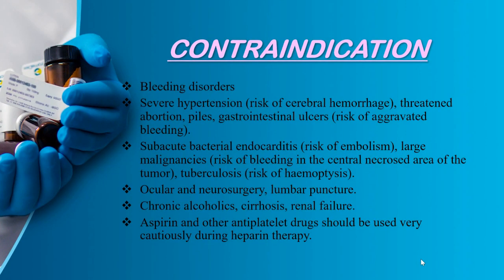Now we will see the contraindications of heparin. First is bleeding disorder. Second is severe hypertension. Risk of cerebral hemorrhage, threatened abortion, piles, gastrointestinal ulcer: risk of aggravated bleeding. Subacute bacterial endocarditis, that is risk of embolism; large malignancies, risk of bleeding in central necrosed area of tumor; tuberculosis, that is risk of hemoptysis; ocular and neurosurgery, lumbar puncture, chronic alcoholic cirrhosis, renal failure. Aspirin and other antiplatelet drugs should be used very cautiously during heparin therapy. Contraindications means the medical conditions in which we have to avoid taking heparin. So these were the medical conditions in which we have to avoid heparin.